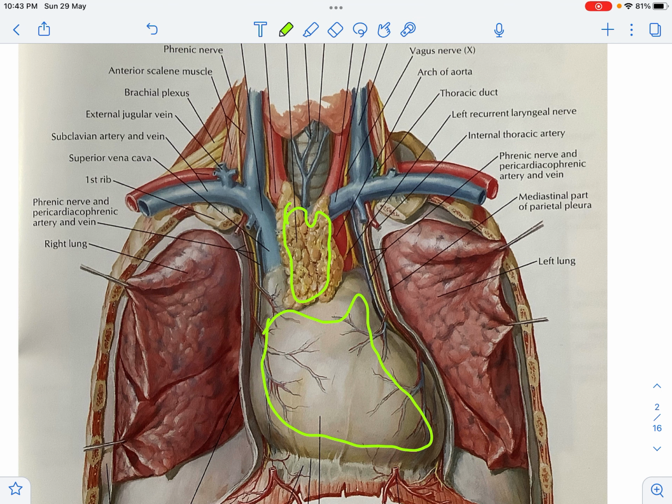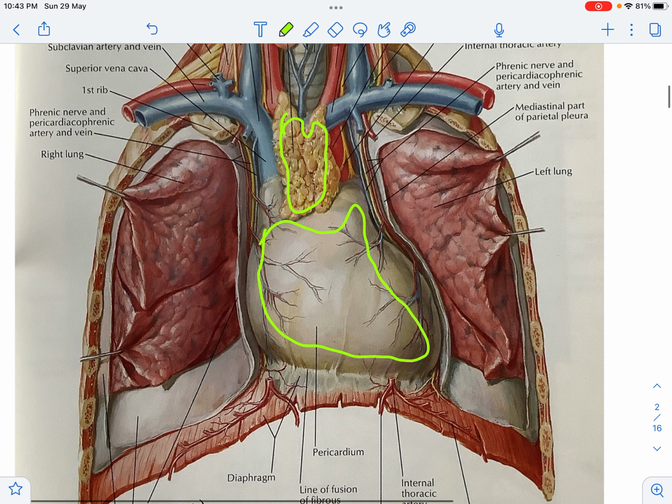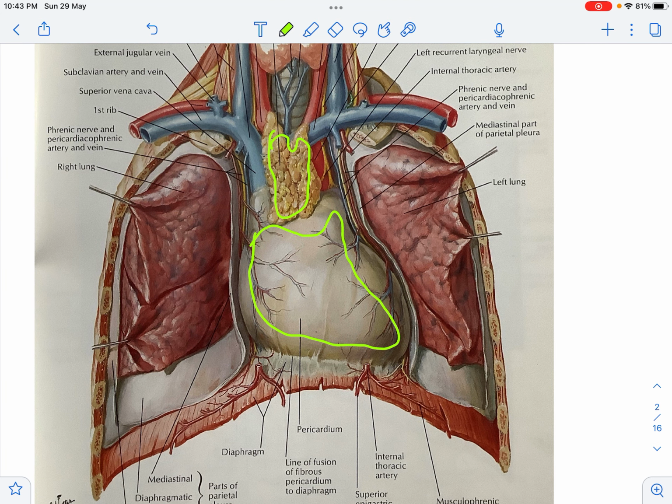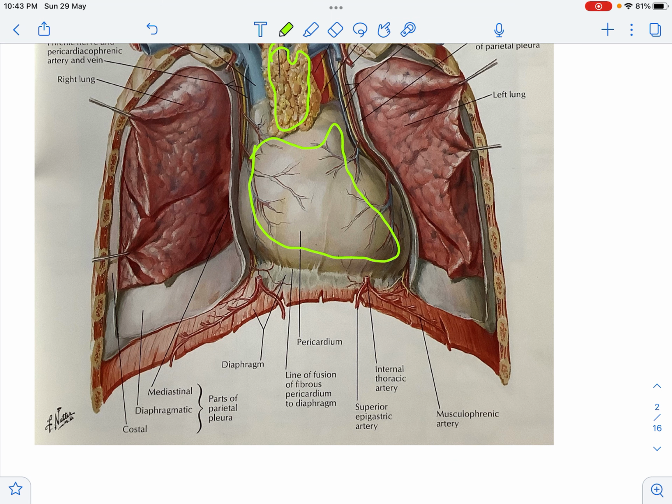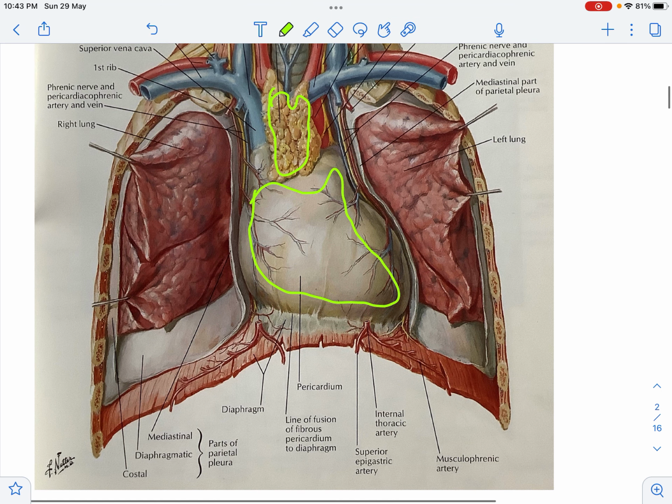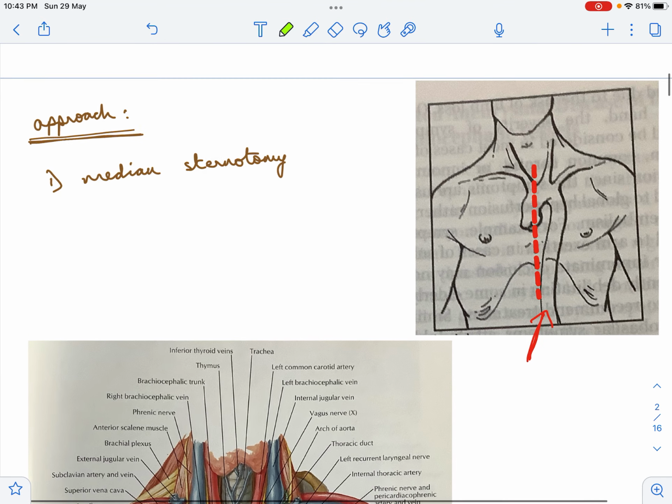Now, once you dissect the thymus, you are next going to dissect the pleura. You dissect the pleura from the pericardium and then you open the pericardium. Alright. Now, this is the most common incision, called a median sternotomy.